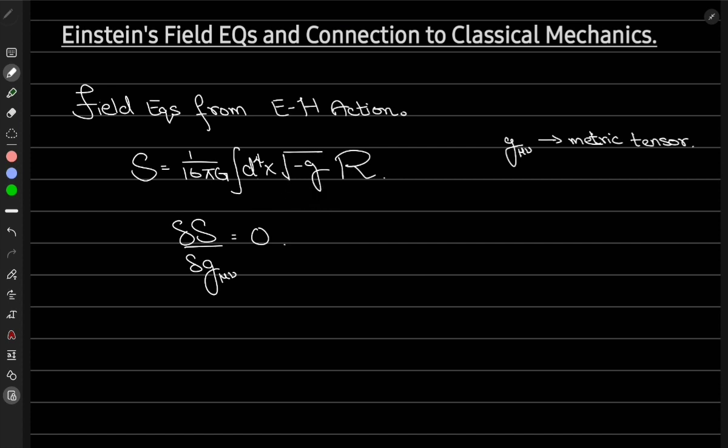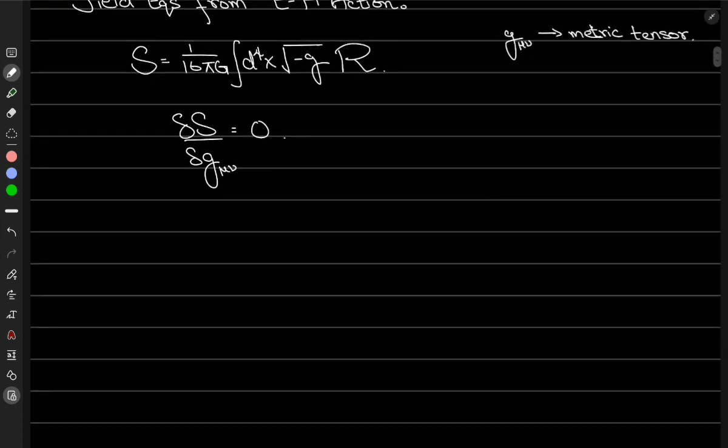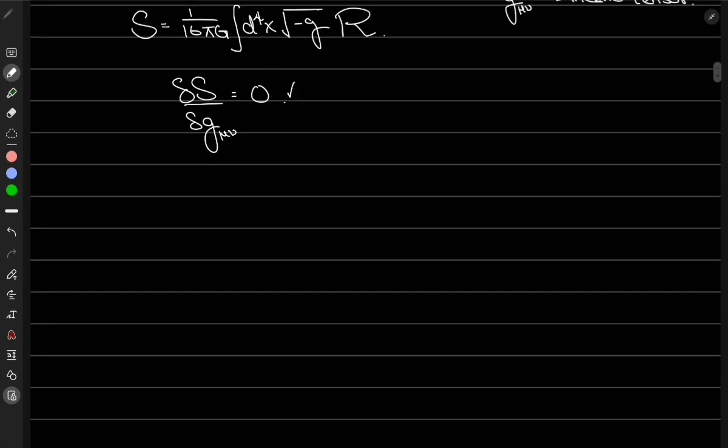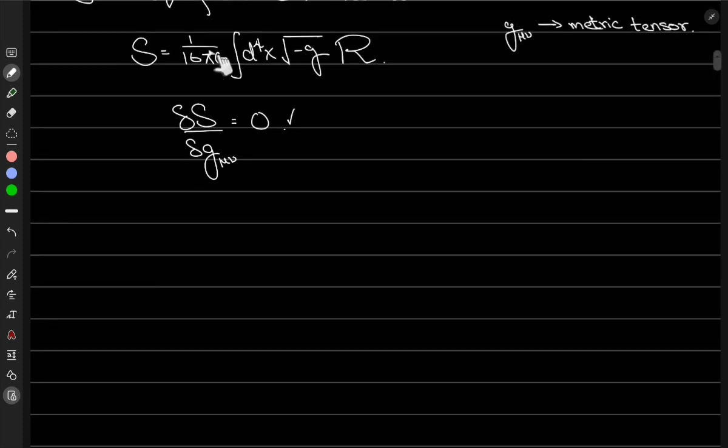However, what we can do is compute the variation of this action with respect to the metric tensor. This is the condition for the principle of least action, right? So you use the principle of least action to derive your equations of motion. And in this case, those equations are Einstein's field equations, right? Okay, so what I'm going to do now is vary the action with respect to the metric tensor g mu nu.